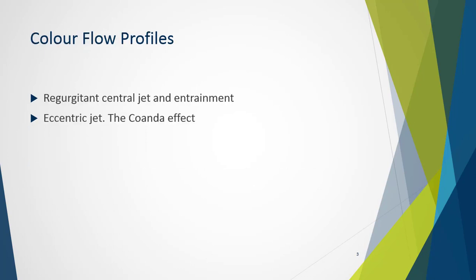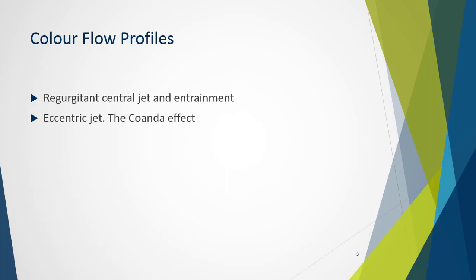We can look at the colour flow profiles. When a valve leaks, the regurgitant jet creates Doppler shifts from the movement of red blood cells. It is, however, not only the flow itself, but red blood cells adjacent to the flow that are dragged into the flow, effectively making the jet appear larger than what it really is. This process is called entrainment and is typically seen on centrally directed jets.